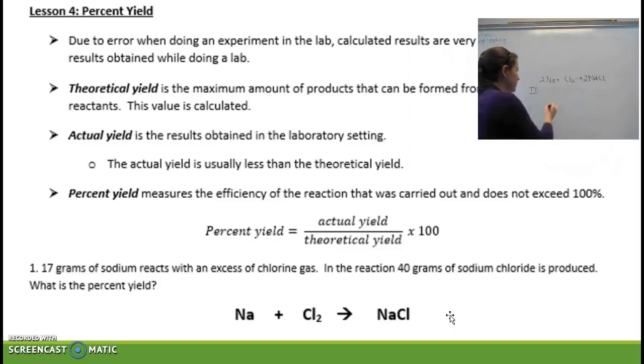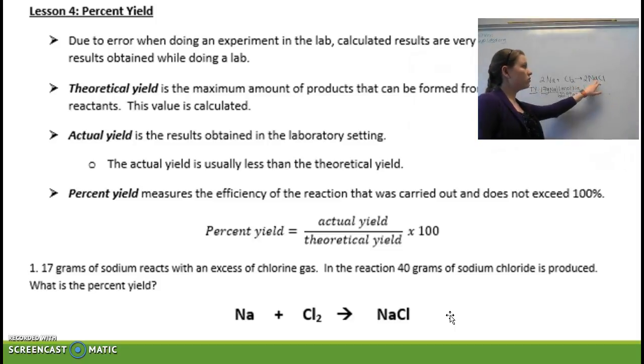So we're starting with 17 grams of sodium. We want to figure out, through some calculations, what should we get? How much of this should we get in lab? So if we take 17 grams of Na, we need the molar mass of sodium, which if you look at the periodic table, it's just the number for sodium, which should be 22.99 grams. That's the number of grams in a mole.